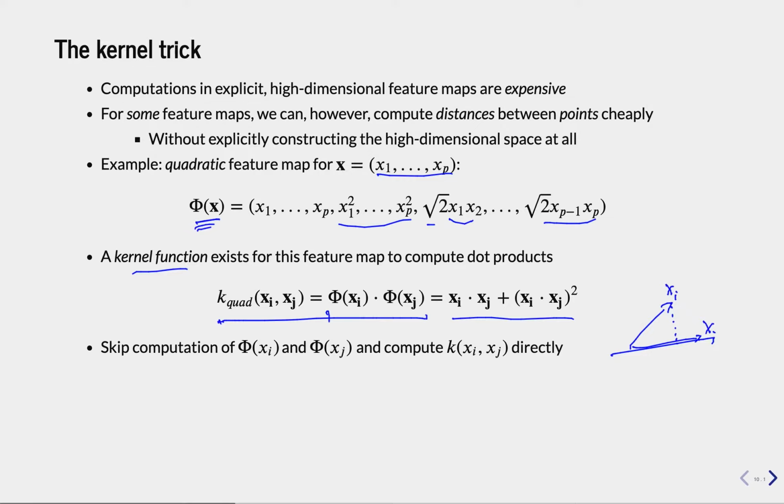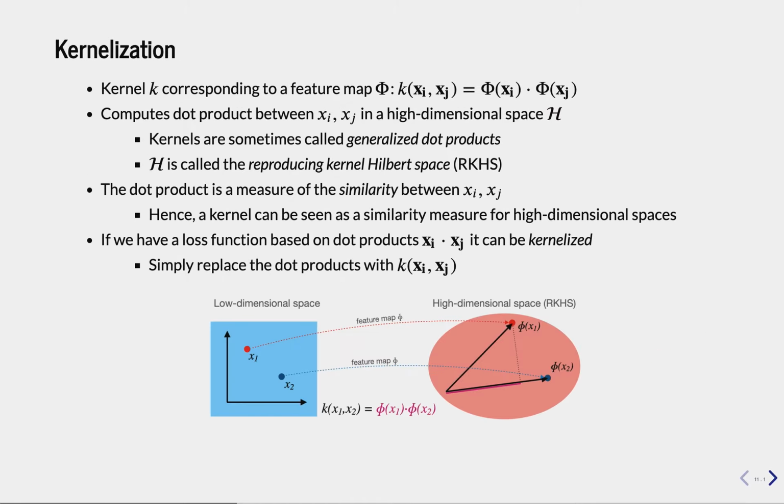If I want to know what is, more precisely, the kernel between our 2 points xi and xj, the only thing I need is to compute this, which is super cheap. It's just 1 dot product and then squared. So we don't have to compute these guys at all, and we can just compute the kernel directly. Okay. So that's the whole idea.